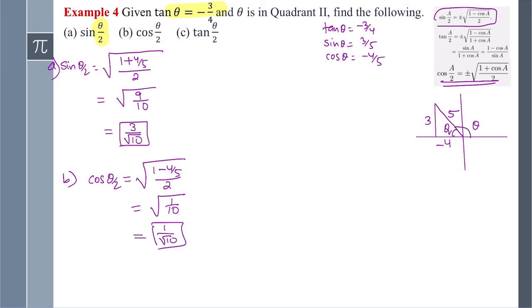Now to find the last one, which is tangent theta over 2, we can basically do sine theta over 2 divided by cosine theta over 2, or we can also use one of these identities. So I'm just going to do sine theta over 2, which is 3 over square root of 10, divided by cosine theta over 2, which is 1 over square root of 10, and that gives us 3.